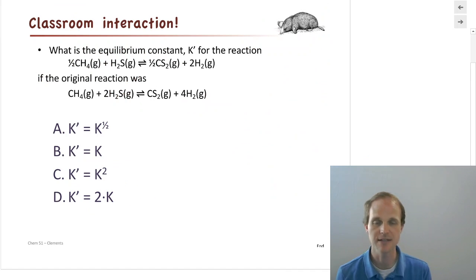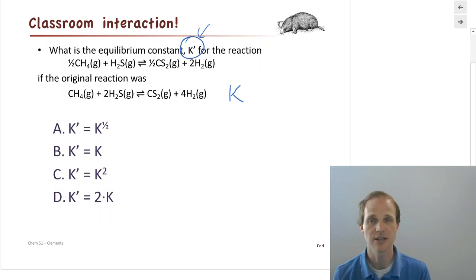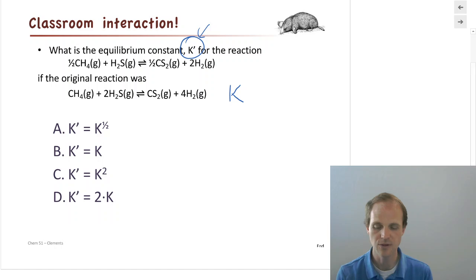All right, so here's your chance. I want to know what is the equilibrium constant K for this reaction if the original reaction was this and had an equilibrium constant of K. This K prime is a notation often used. It's just to say a new one, a changed one. So I want to know what the new K is compared to the old K. Go for it.